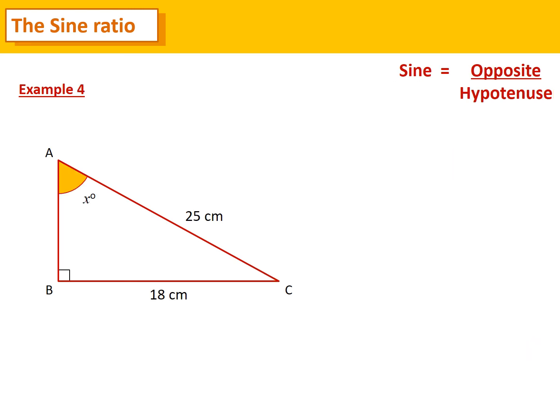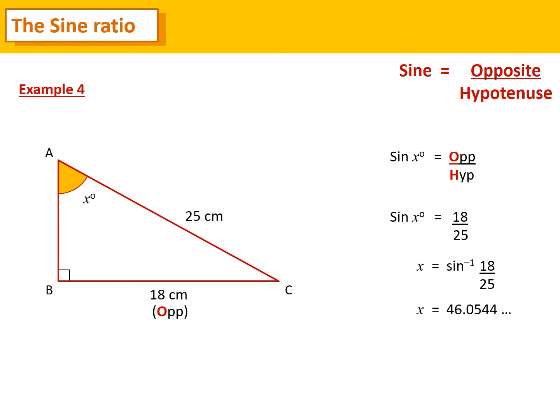Here in example 4, we've got the angle unknown marked as x, and the eye of the angle looks at the opposite side, so 18 centimeters is the opposite side. Sine of the angle is the ratio of the opposite divided by the hypotenuse, so that would be 18 divided by 25. Then we would write x equals inverse sine of 18 divided by 25. Put that into our calculators and round off to 1 decimal place.